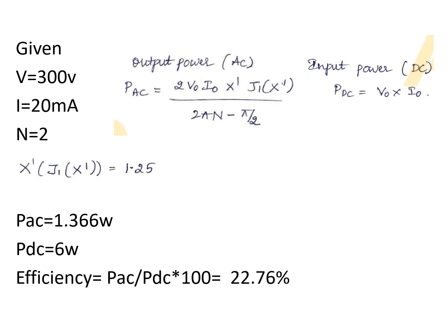By substituting the given data in PAC, we get 1.366 watts, and by substituting the given values in PDC, we get 6 watts. The efficiency is given by PAC by PDC into 100. By substituting the PAC and PDC values, we get 22.76%.